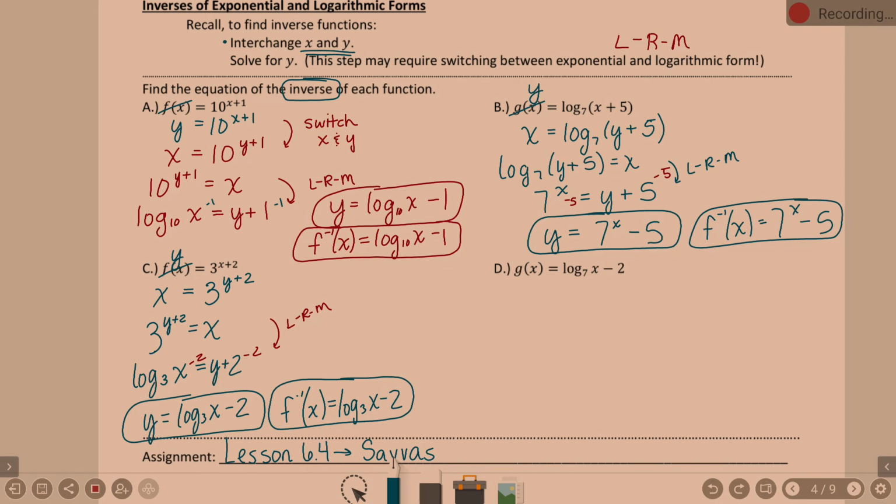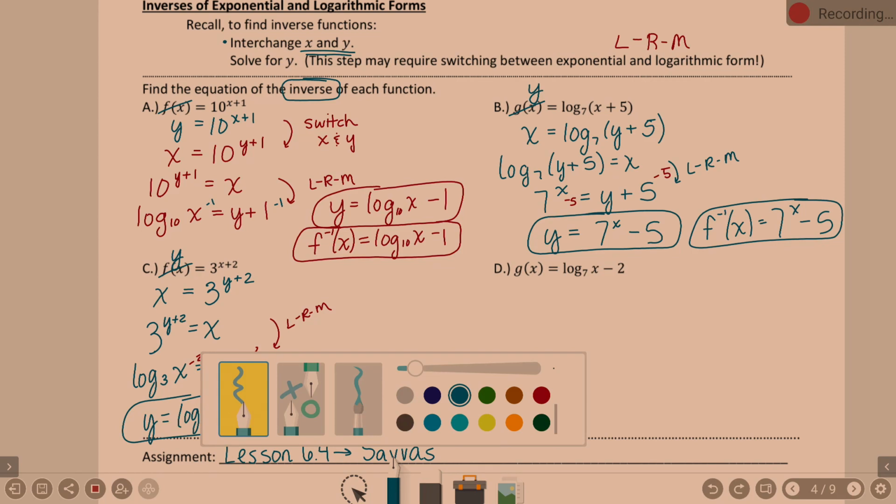Okay, so f inverse of x equals log base 3 of x minus 2. And again, you guys know, you're not going to have to type in the y equals or the f inverse of x equals. Okay? It's just a matter of knowing their equivalent. That's what I was talking about.